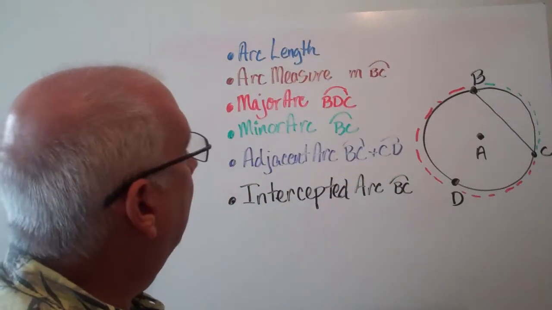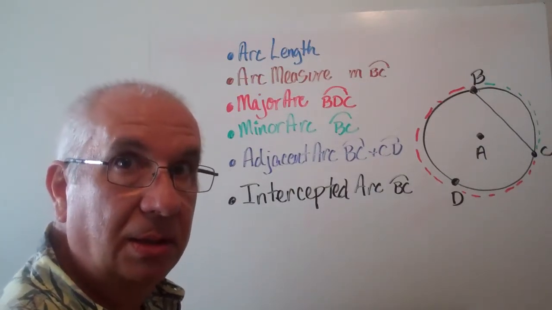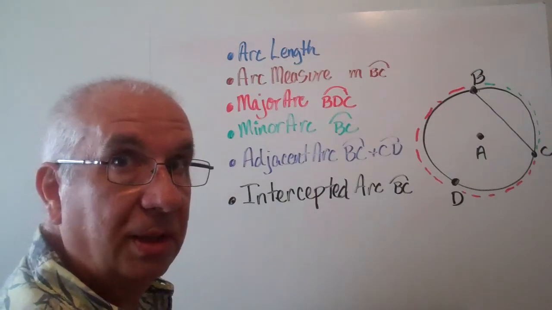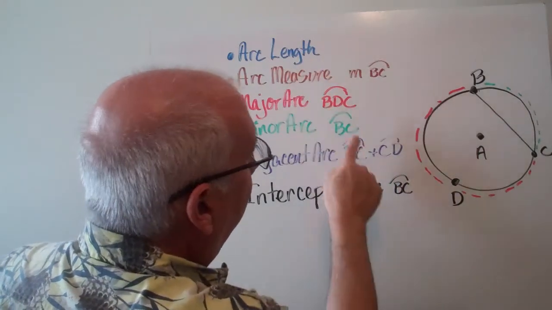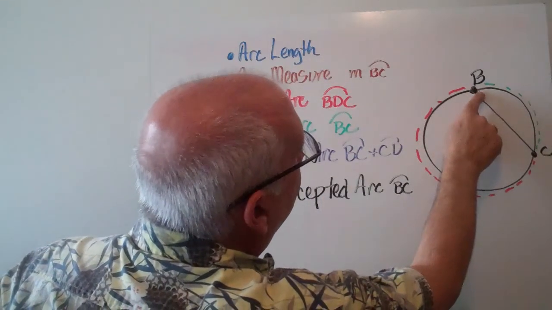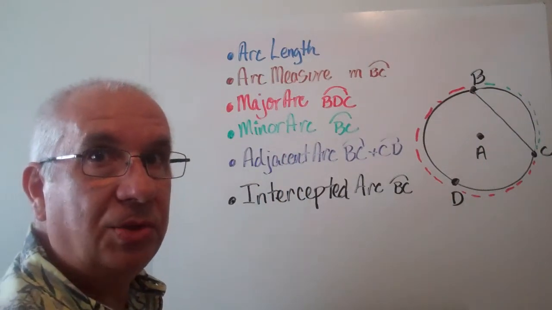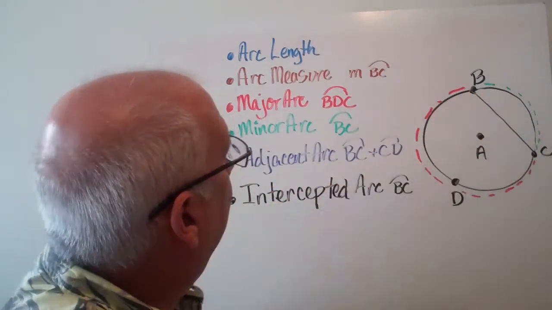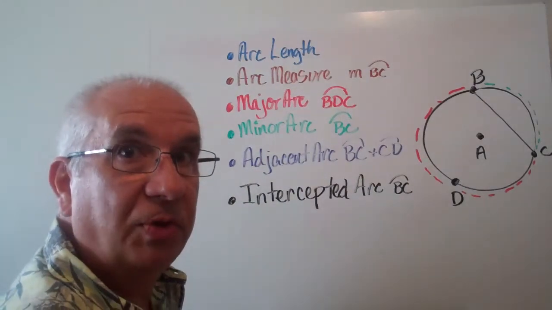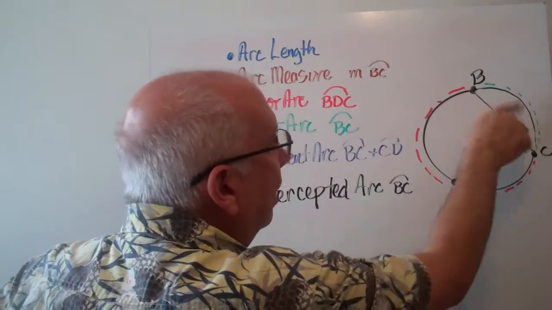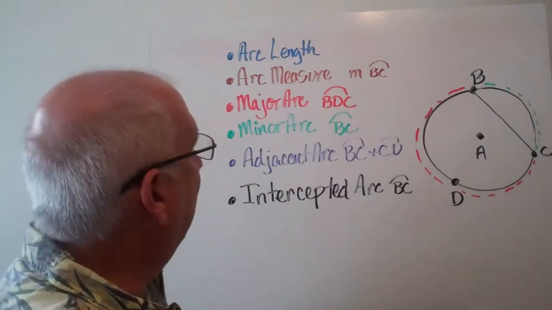Some more terms. Arc length. Now if you're talking about length, that's a distance. Length is always distance. It's not angle. So arc length would be the distance from point B to point C along the circumference. The distance of that arc. Arc measure refers to the number of degrees from B to C, that part of the circle. Not the distance, but the degree measure.